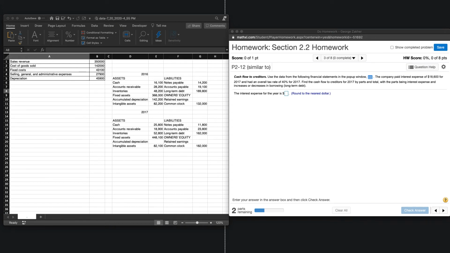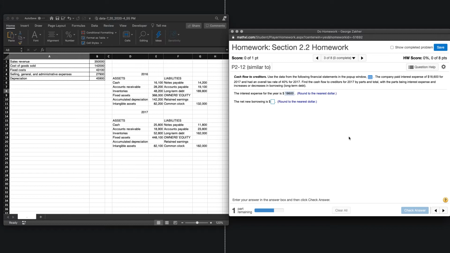Let's take a look at how to figure out the cash flow to creditors. So basically we're trying to figure out the amount of interest and whether or not we have to continue paying more or less for our borrowing, our long-term debt. So first question is, what is the interest paid? Well, that's a pretty fun question to answer. They've given us that answer right here. Okay, so we're paying $18,600 in interest.